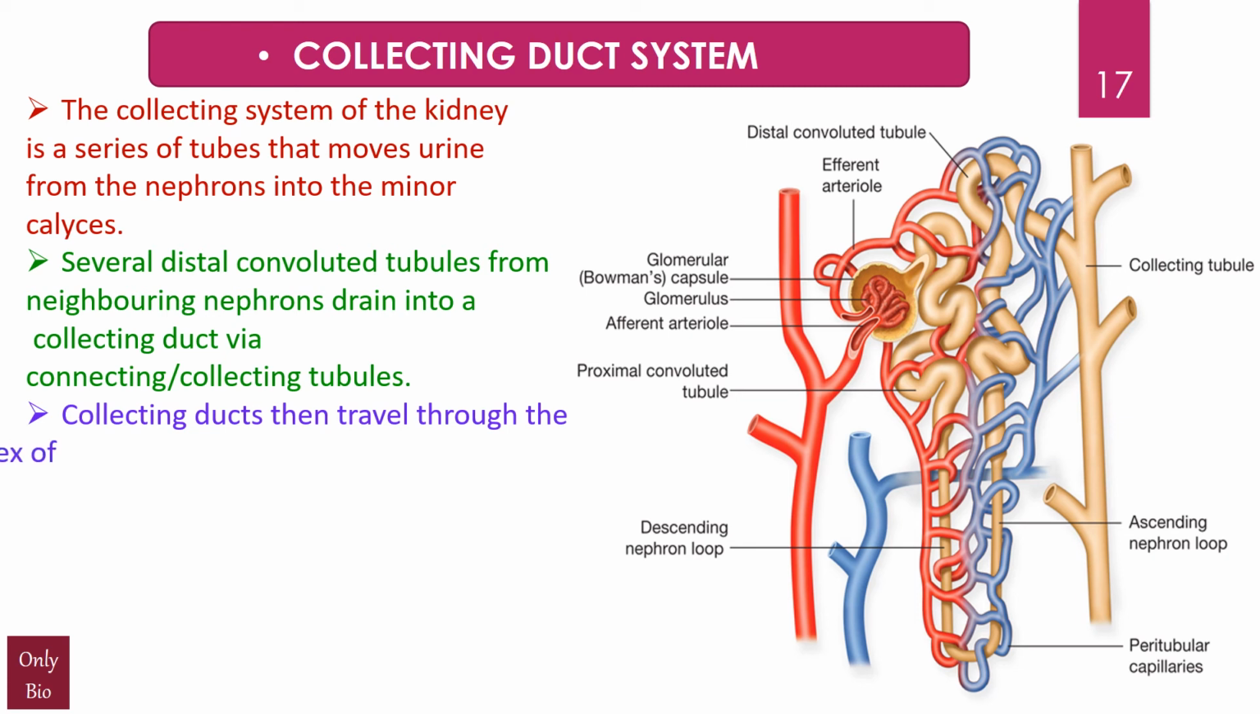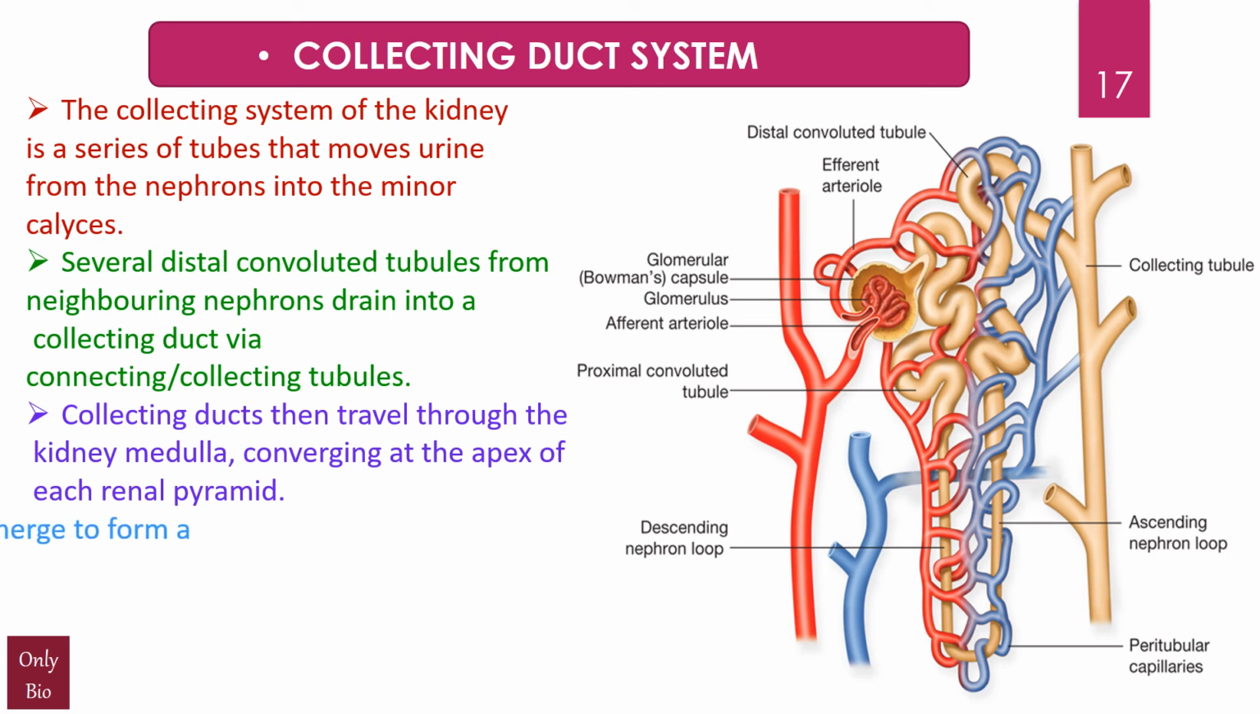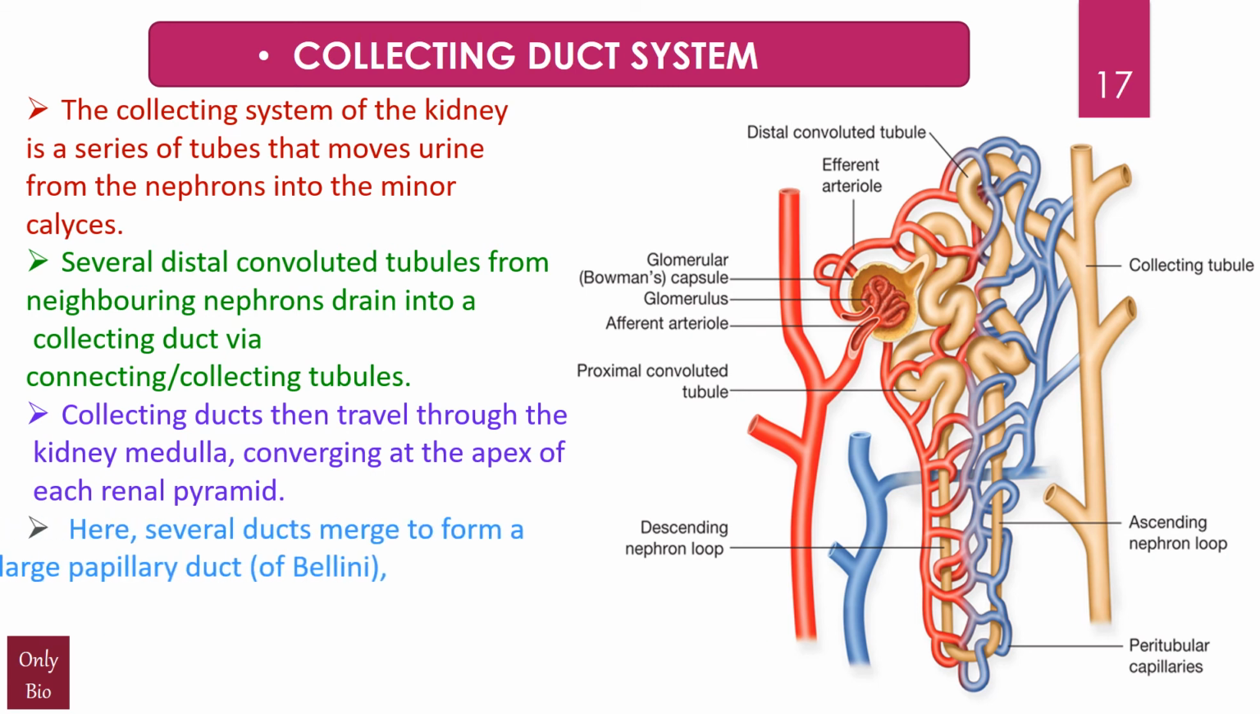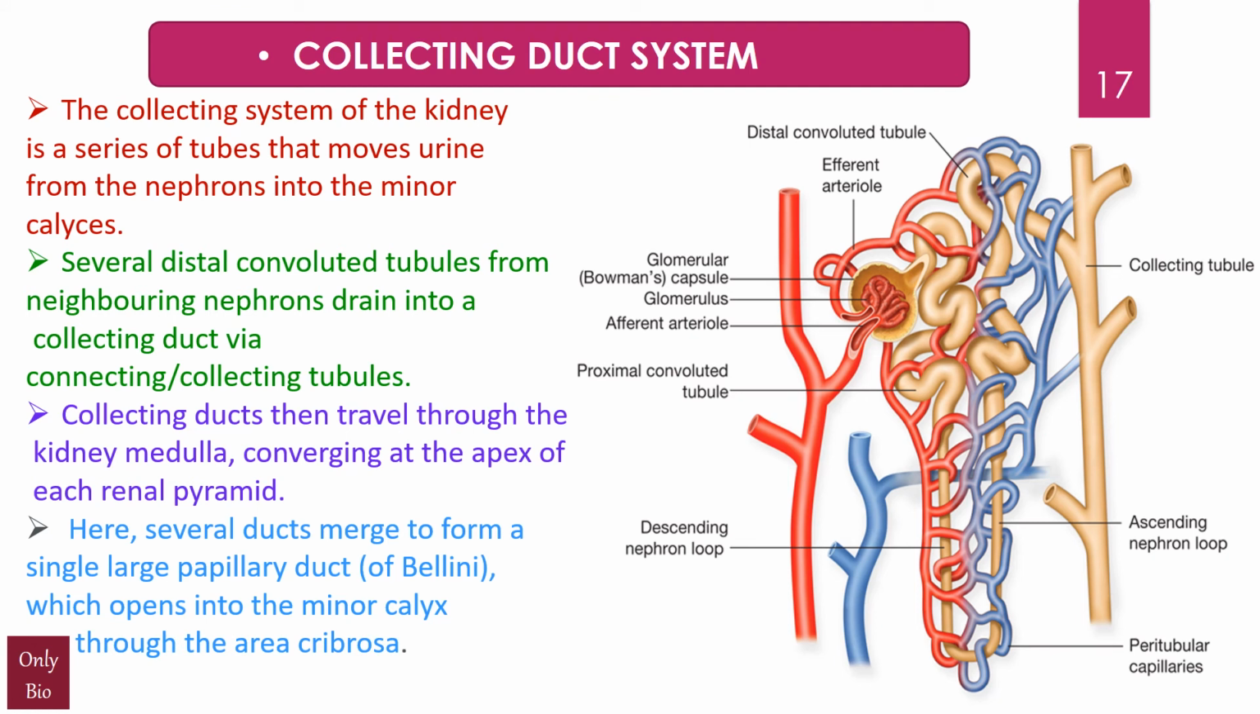Collecting ducts then travel through the kidney medulla, converging at the apex of each renal pyramid. Here, several ducts merge to form a single large papillary duct, which is also called as the duct of Bellini. Friends, not to be confused with column of Bertini. This is papillary duct, also called as the duct of Bellini, which opens into the minor calyx through the area cribrosa. Now, this is once again a very important point nowhere in our books. It's the area cribrosa to be remembered.